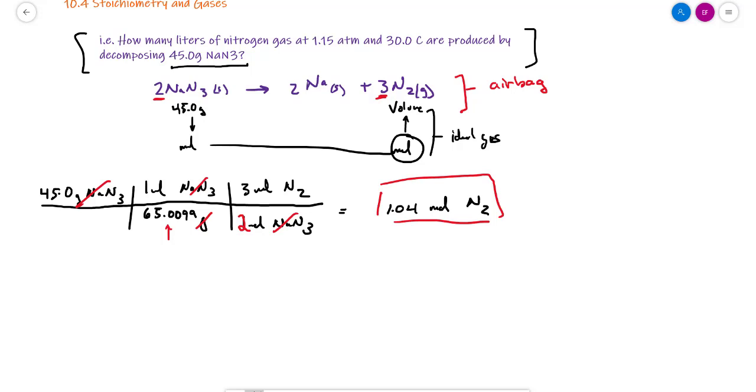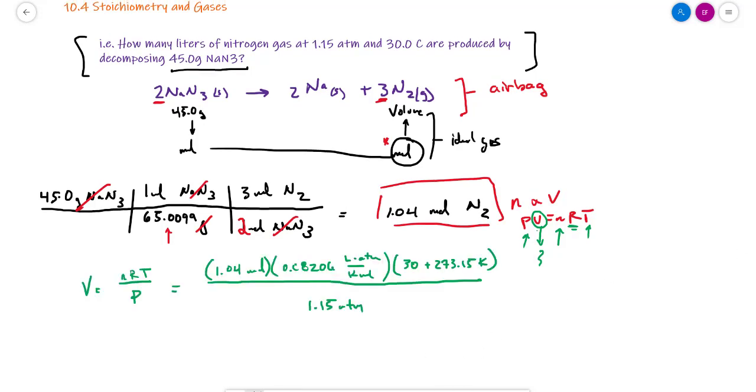And so we are right here in the process, and now we just need to figure out what the volume of that is, and we know that the relationship between n and V is through the ideal gas law, PV equals nRT. We know the temperature is 30 C. We know the pressure is 1.15. We know the gas constant R, and we can compute this value. So let's pause the video and see if you can compute that value.